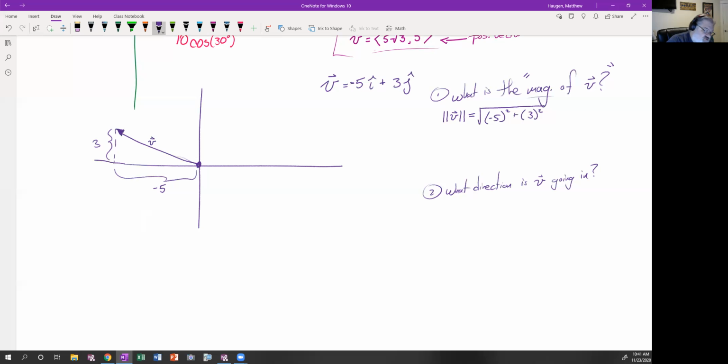And if you did use law of cosines, because this is a 90-degree angle here, the cosine of 90 degrees will be 0. So the back part of law of cosines would fall off, which just gives you Pythagorean theorem. So even if you did use law of cosines, it would still work. But yeah, it's really just a Pythagorean theorem application.